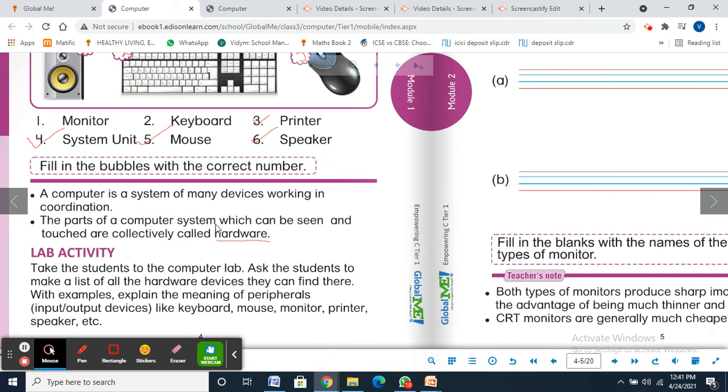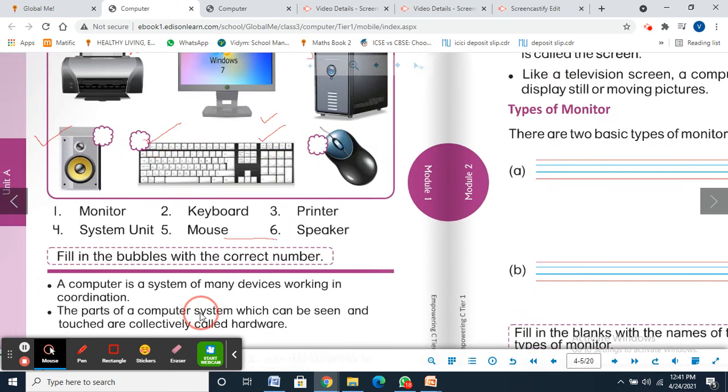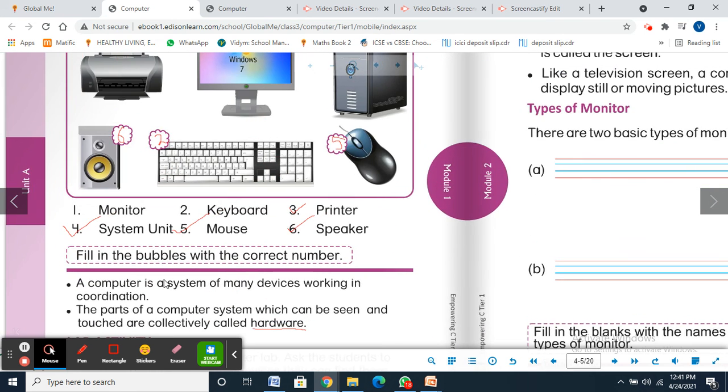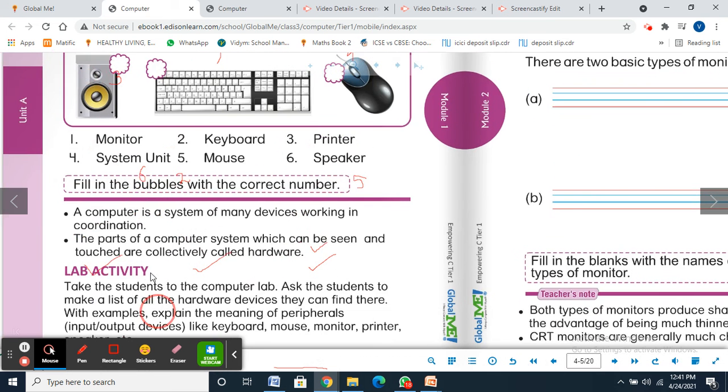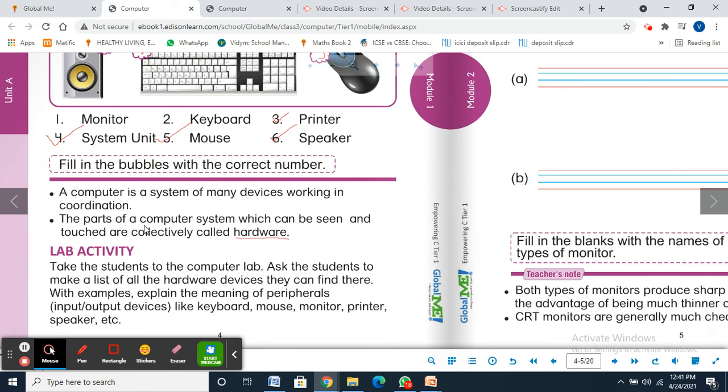Then you're going to learn the definition of hardware, and you should know a computer is a system of many devices working in coordination. Your exam paper will come from the points written here. You have to learn all these points. It can be like, dash is a system of many devices working in coordination. So in the dash you will write computer. In this manner you will get fill in the blanks, match the columns, or for example, write the definition of hardware.